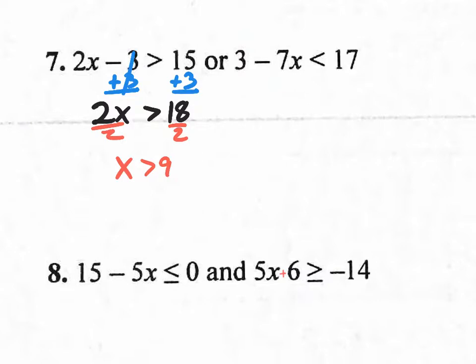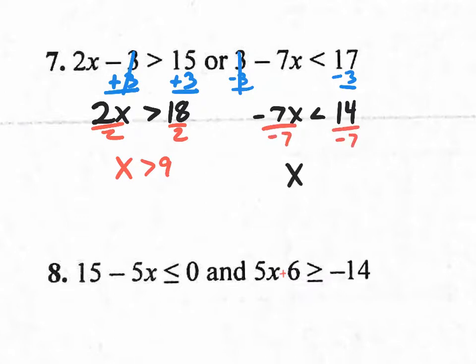Let's do the other one. Let's subtract 3. We will have -7x is less than 14. Final step will be to divide by -7, and we will have x. I must flip the inequality symbol because I divided by a negative on that last step. So it's going to become x is greater than -2. All right, so we have those two answers.